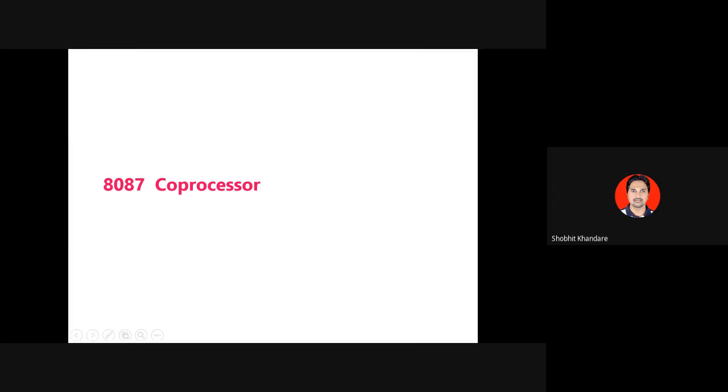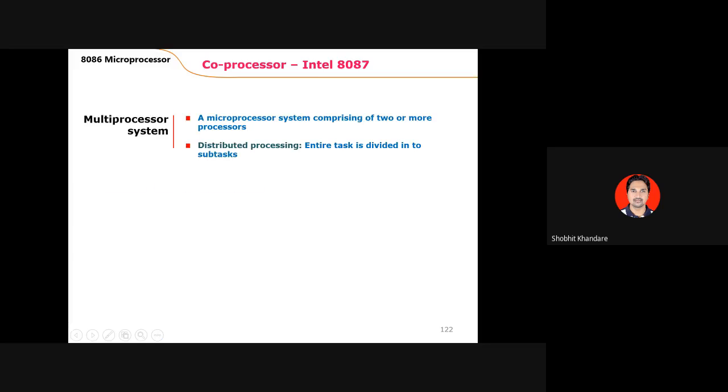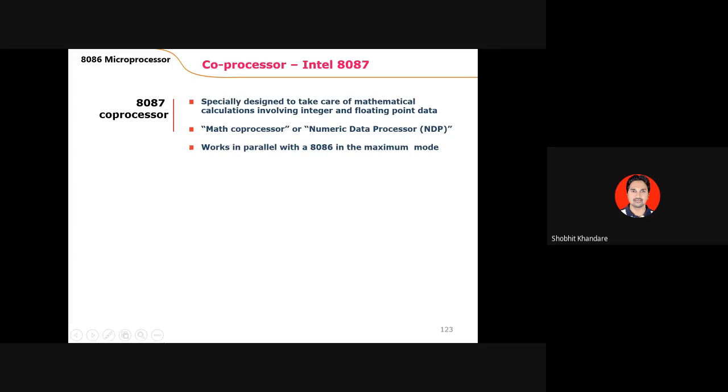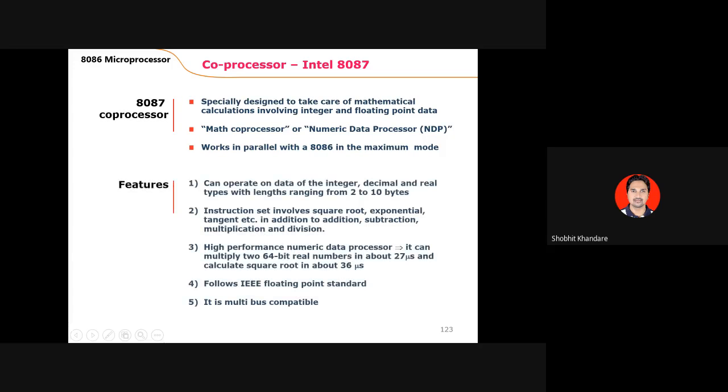I'll be sharing these PPTs with you. You can go through this. Okay. So multiprocessor system, coprocessor system comprising two or more processors. Then the advantages: why we have to go with the coprocessor when we have a processor. The advantages are mentioned here. Then, as I have explained, it is called a Math Coprocessor or numeric data processor. It is working in parallel with 8086.